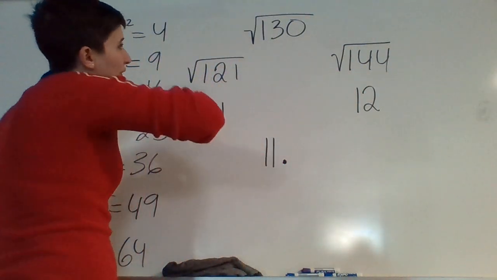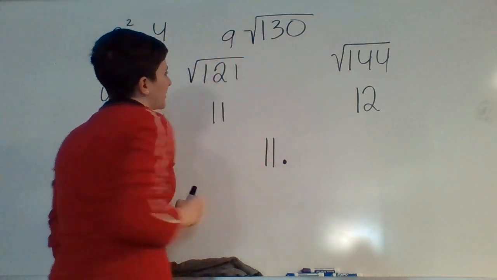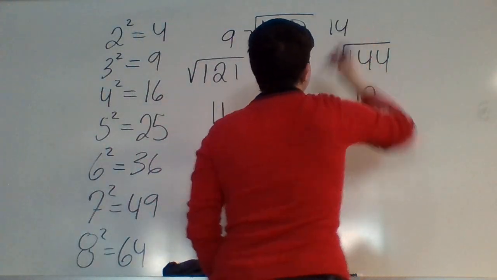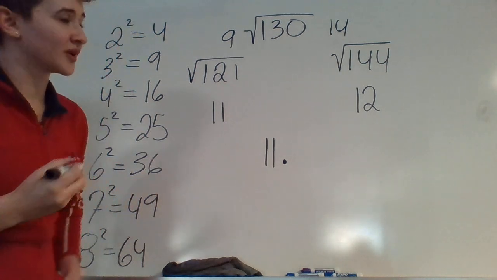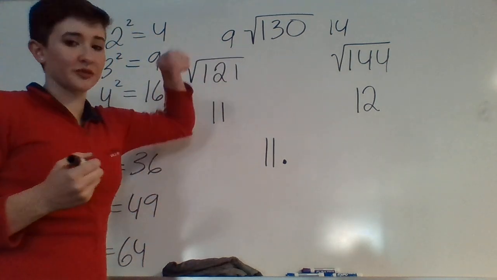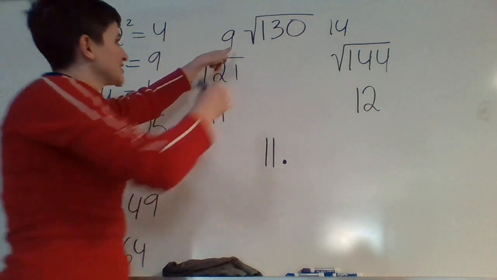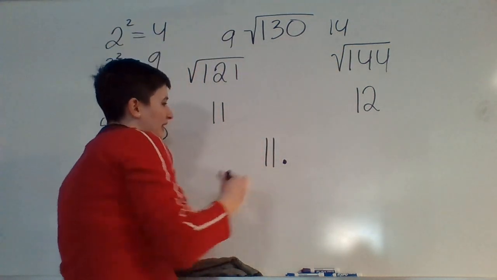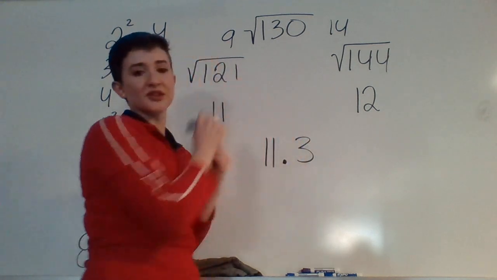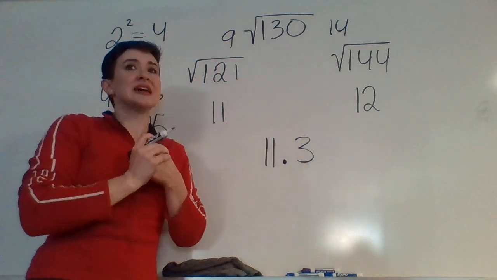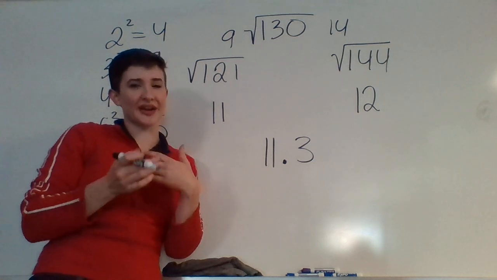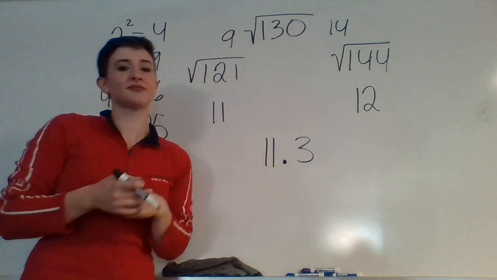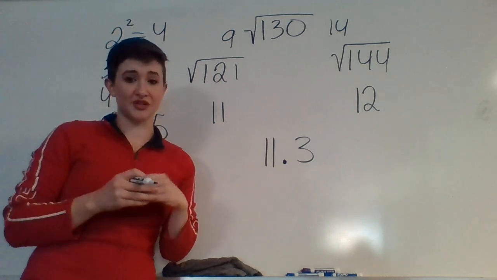So, 130 is 9 away from 121, and 130 is 14 away from 144. So, we are closer to the lower one. We're below 0.5. There's about a 5 difference in between. That's pretty big. So I'm going to say it's about 11.3. 11.2 would work as well. 11.4 would work, but we're getting kind of iffy because this is definitely not even at all. So 11.3, 11.2, those would be good guesses.